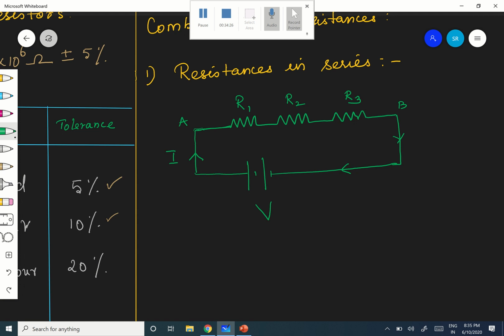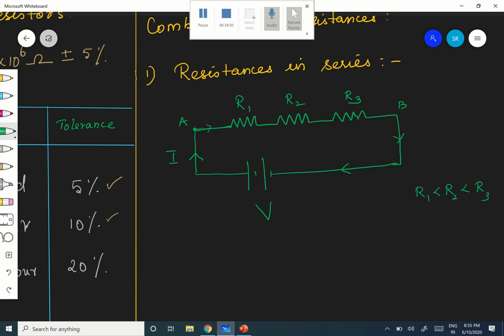But here R1, R2 are different resistors only. They are not the same. That is why I have given R1, R2, R3. When they are connected in series, the current comes up to A and the same current has to go through all the resistors irrespective of their values. For example, if I take R1 less than R2 less than R3, just as an example.